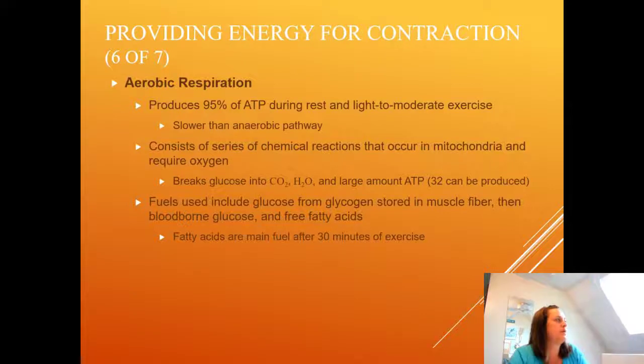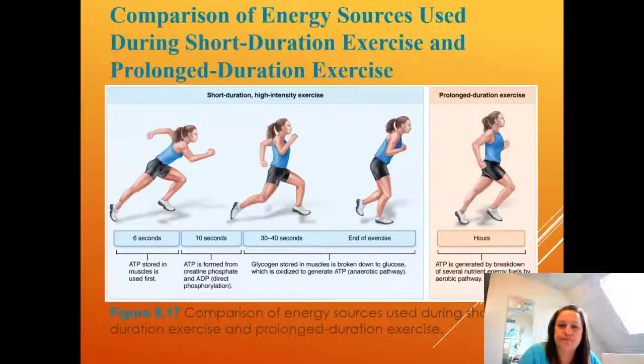Aerobic is where it's at. 95% of our ATP at rest and light to moderate exercise. It's slower to get going, but way more efficient. We're going to use our sugars, then we're going to use our fatty acids. And this is really the workhorse of creating energy for contraction.